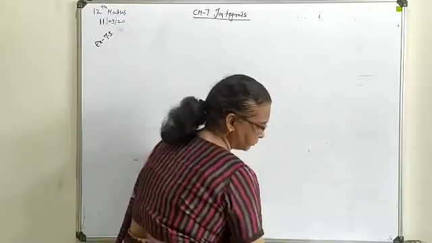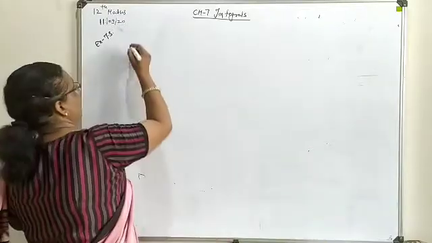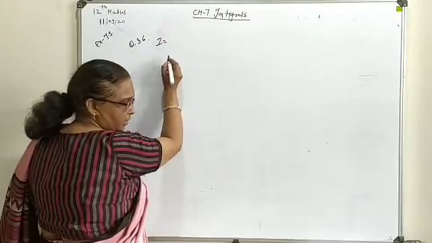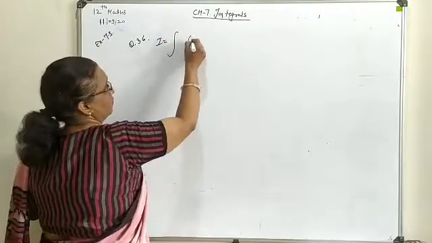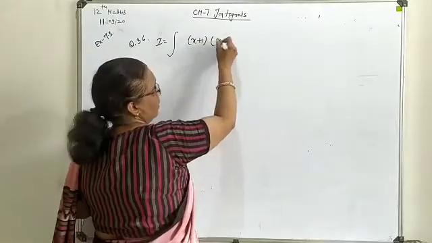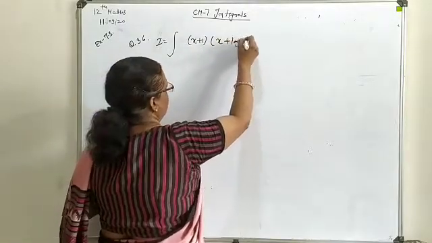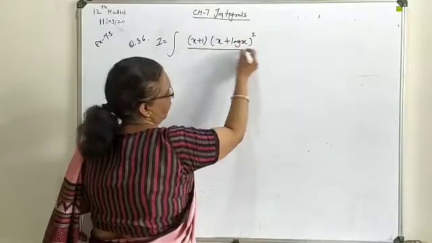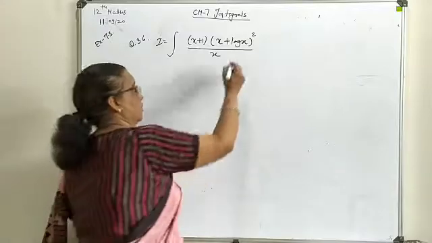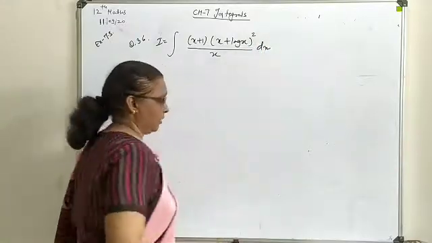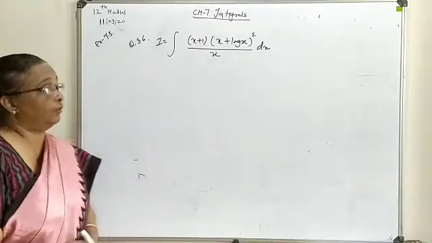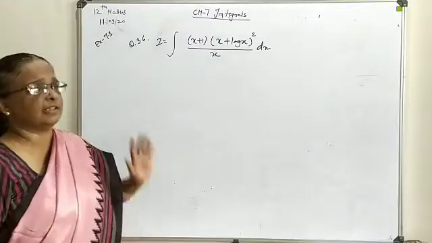Now here in question 36, your question is given as (x plus 1) upon x plus log of x whole square. From the question, it is not clear what we can substitute as t and what we can have as a dt form. But just for a reference, log is available.